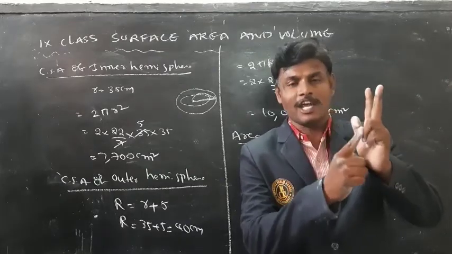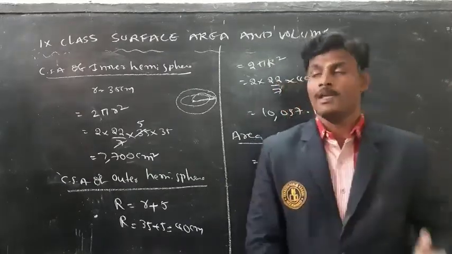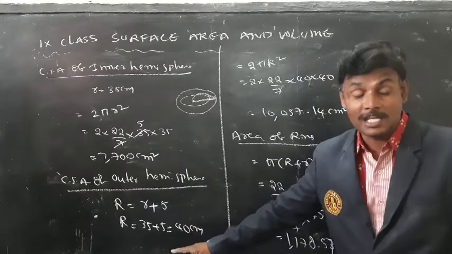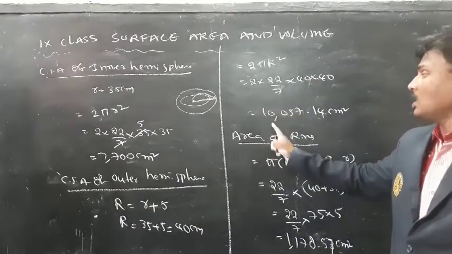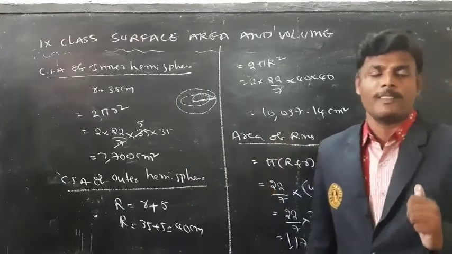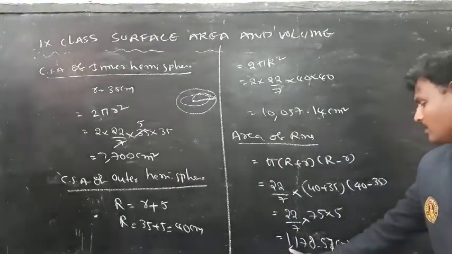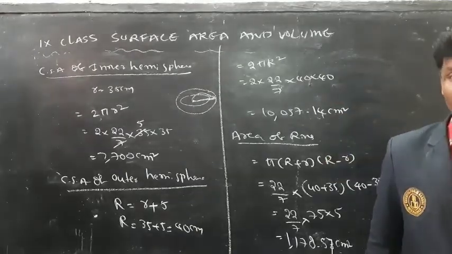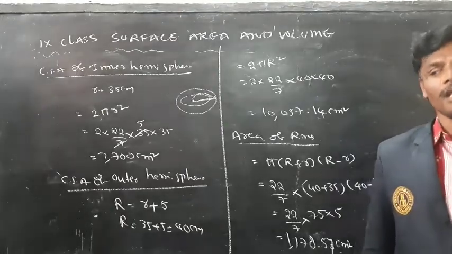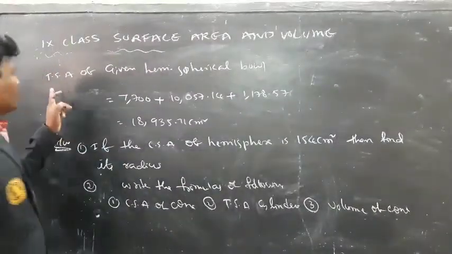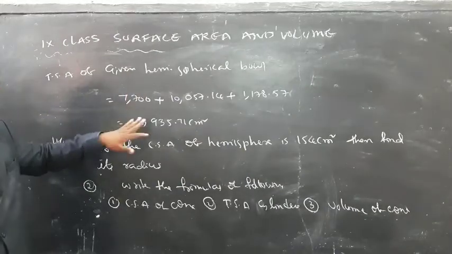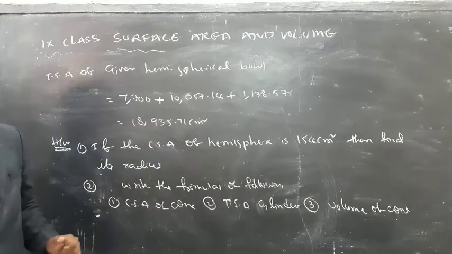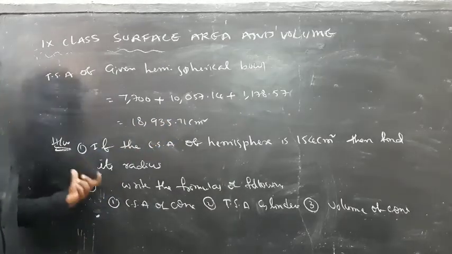So to find the total surface area of the given hemisphere, I need CSA of the inner hemisphere plus CSA of the outer hemisphere and also area of the ring. Here, what is the CSA of the inner hemisphere? 7700. What is the CSA of the outer hemisphere? 10,057.14 centimeters square. Similarly, what is the area of the ring here? 1178.57 centimeters square. Now I know all the values. I have to find the total surface area of the given hemispherical ball. Here, TSA of the given hemispherical ball is, after adding the total, what do you get here? 18,935.71 centimeters square.